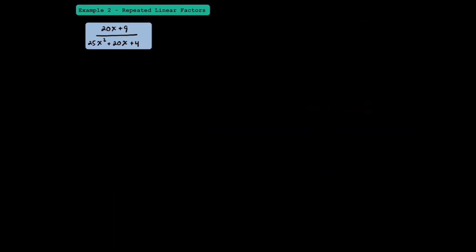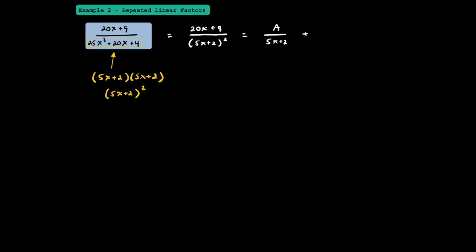Let's try example 2 here. In this example, we're going to have a denominator that has repeated linear factors. The quadratic expression in the denominator factors into 5x plus 2 times 5x plus 2. We can also rewrite this as 5x plus 2 squared. We can rewrite our expression as 20x plus 9 over 5x plus 2 squared. In our decomposed form, we can write this as A over 5x plus 2 plus B over 5x plus 2 squared.